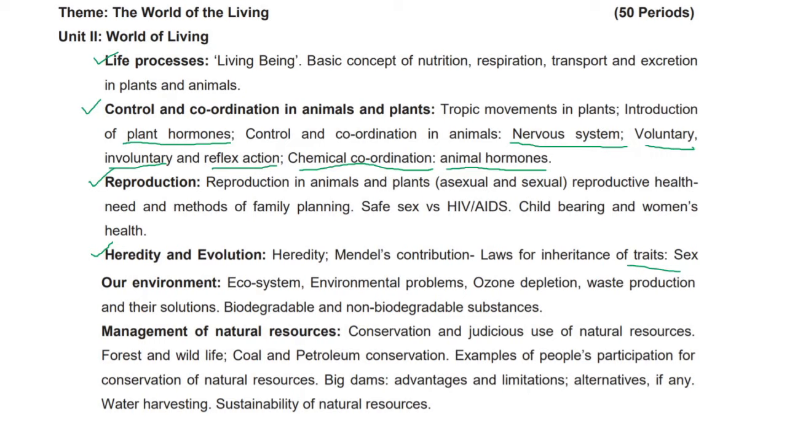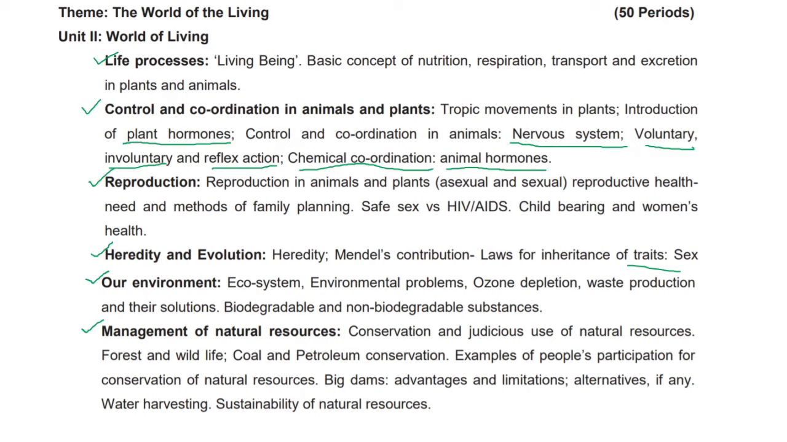We will also talk about the sex determination in case of the humans and a brief introduction to the process of evolution. We will also talk brief about how the human evolution has occurred in the nature. Now when we go to the last unit, we are having two chapters. One is our environment and the second one is the management of natural resources.